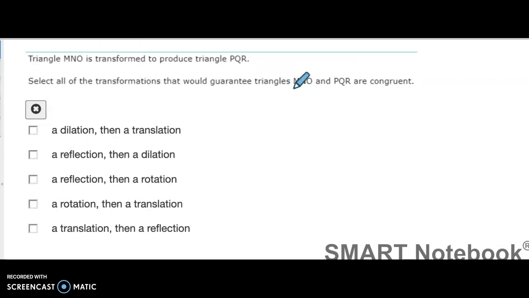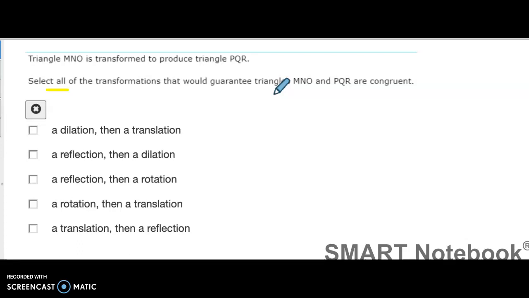Here, triangle MNO is transformed to produce triangle PQR. Select all of the transformations that would guarantee triangles MNO and PQR are congruent. So here it's a select all, so that means there could potentially be more than one correct answer. So you don't just want to stop once you find one answer that works.